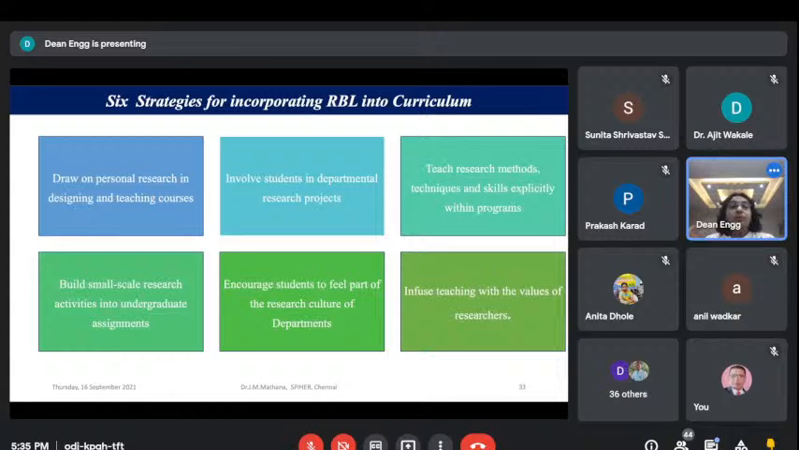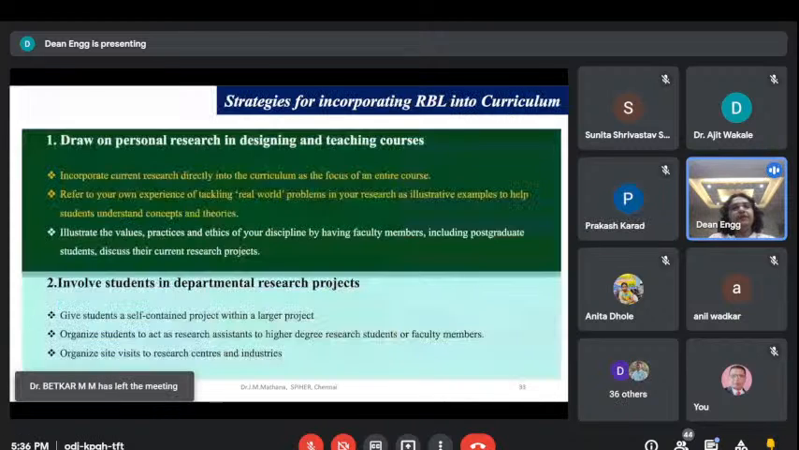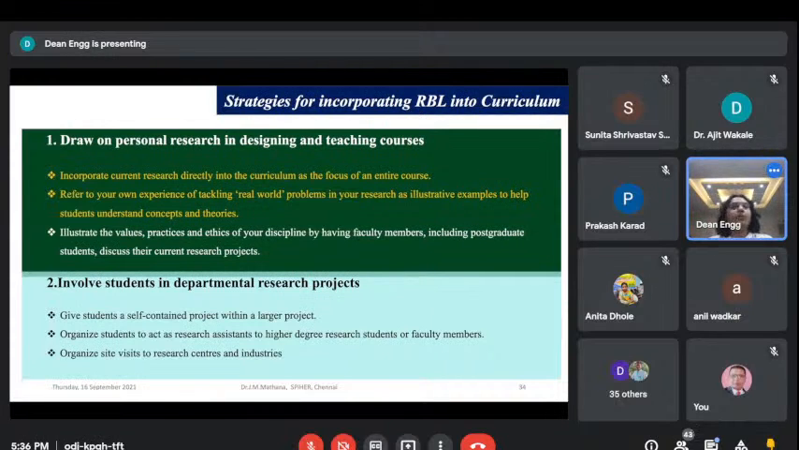Right. Now, what are the 6 strategies to be incorporated in research-based learning into the curriculum? There are 6 strategies. We will see one by one. The first strategy is draw on personal research in designing and teaching courses. What is it? For example, in engineering there are 8 semesters, so 8 into 5, 40 theories. So totally some 60 subjects are there, right? Isn't it? So the whole syllabus of each subject should focus on research.